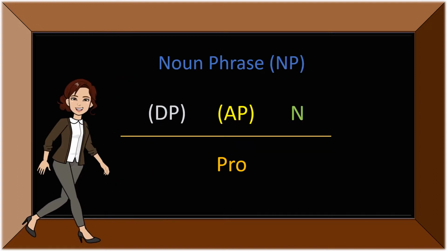Noun phrase, NP. Now, inside a noun phrase, you might have a determiner phrase. Also, you might have an adjective phrase, but you'll have a noun. If this noun phrase is replaced, you can replace it with a pronoun. We talked about personal pronouns in the subjective case and in the objective case. So when this noun phrase is the subject, you have to replace it with a subjective case personal pronoun. If this noun phrase is the direct object or indirect object, you can replace it with an objective case personal pronoun.